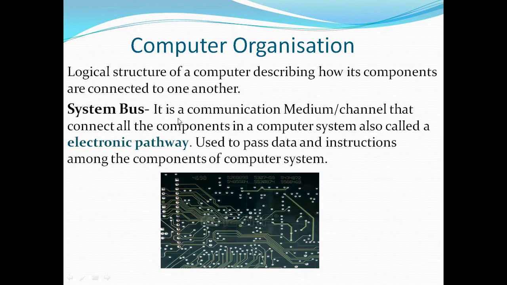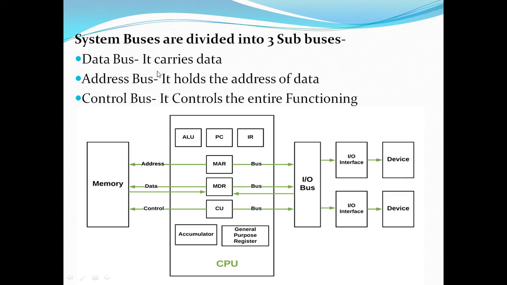System buses, which are also known as electronic pathways, are nothing but a communication medium or a channel amongst the components of the computer. And why do we need these system buses? They are used to pass the data and instructions among the components of the computer. These system buses are subdivided into three buses: the data bus, address bus, and control bus.